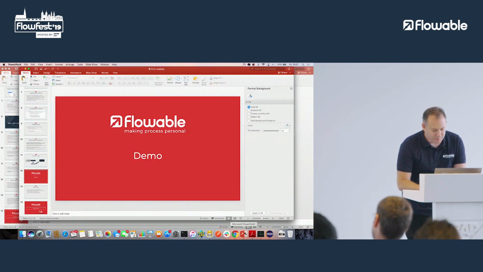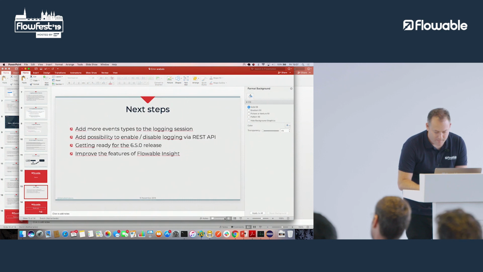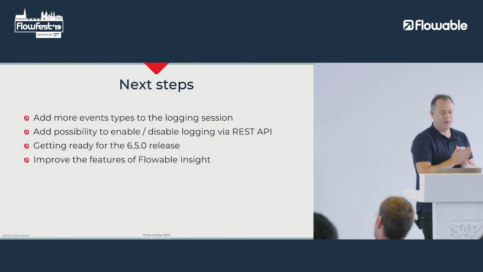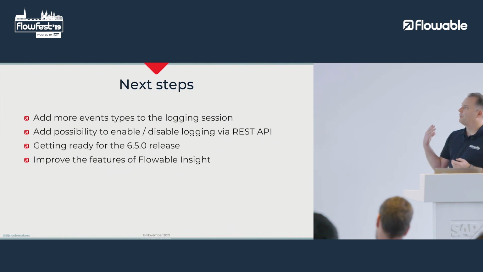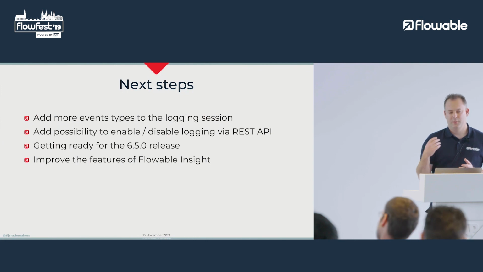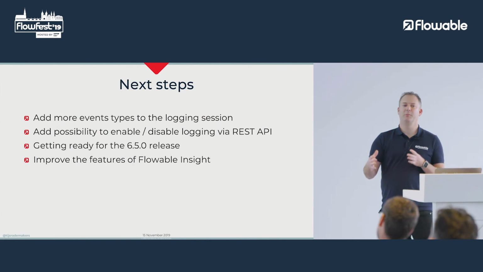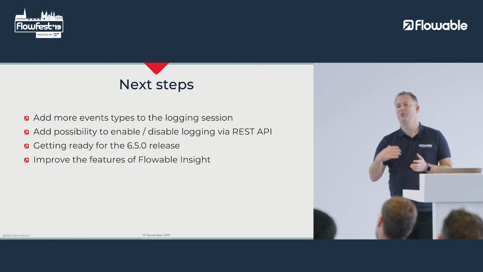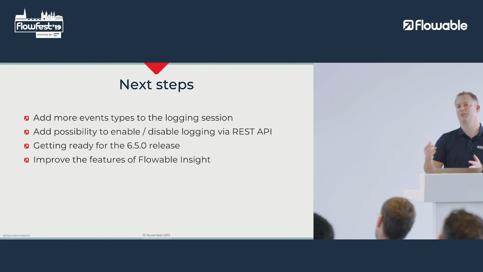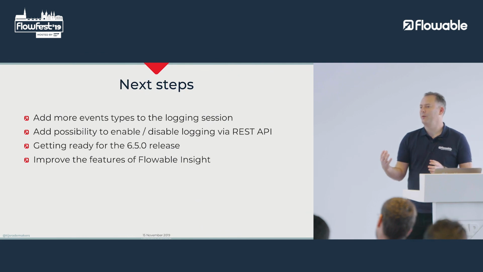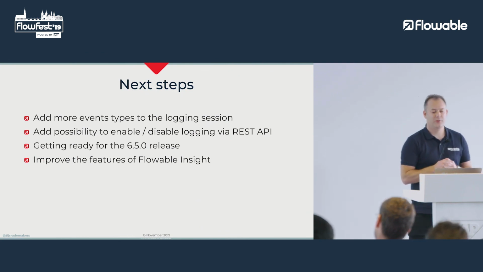Yeah, so now going back to the presentation. So really, what are the next steps that we want to work on? We did a first implementation of event types for this logging session, but we want to add more event types to really make it fully complete. For example, we don't log yet that the job is moved to the dead letter job queue, which is quite an important thing to know. So it's that kind of event types that we still need to add.